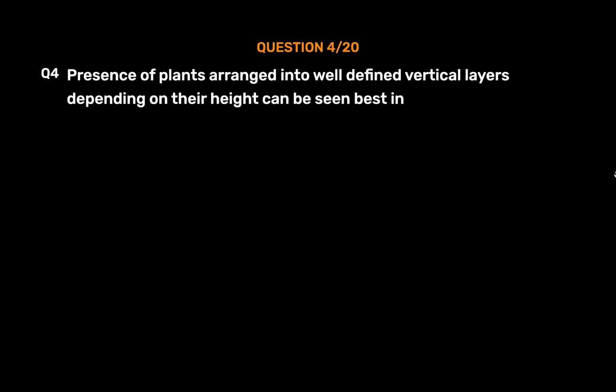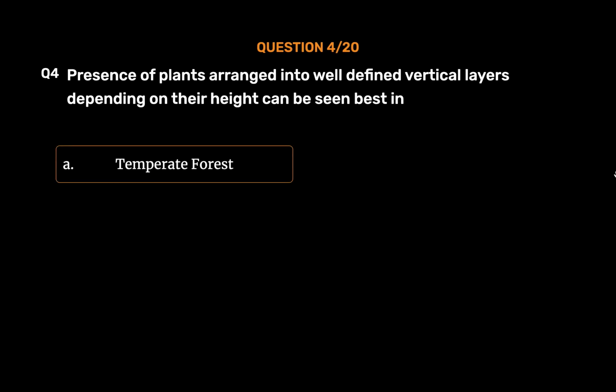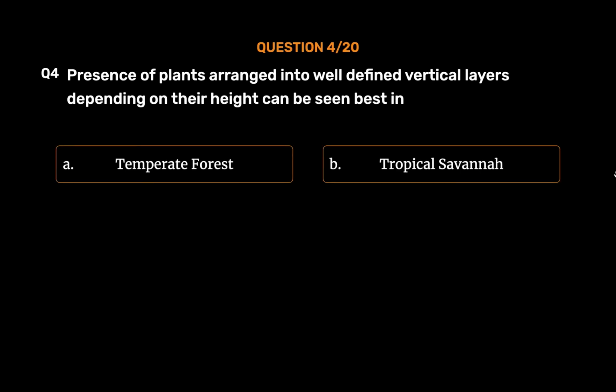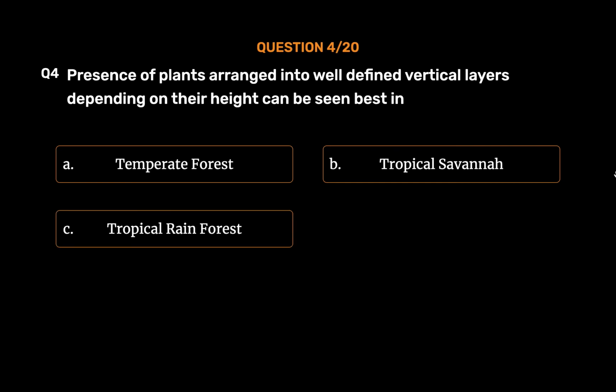Question number 4. Presence of plants arranged into well-defined vertical layers depending on their height can be seen best in Option A. Temperate forest. Option B. Tropical savanna. Option C. Tropical rainforest. Option D. Grassland. The correct answer is Option C.